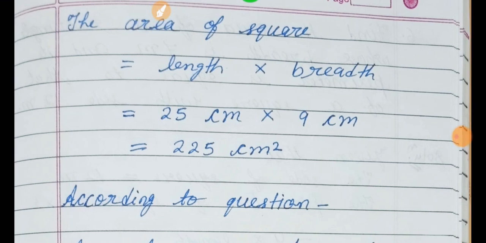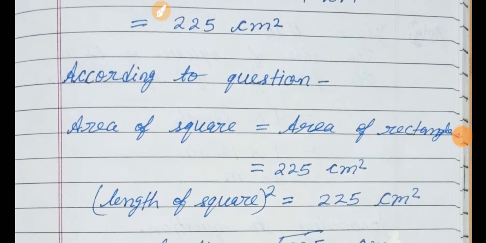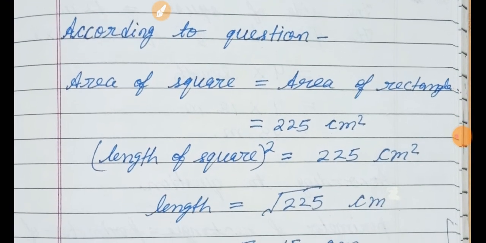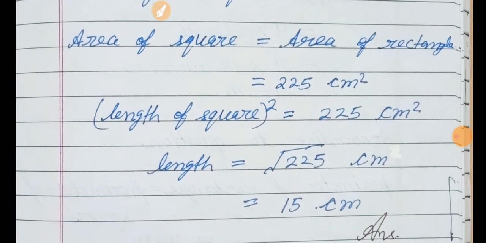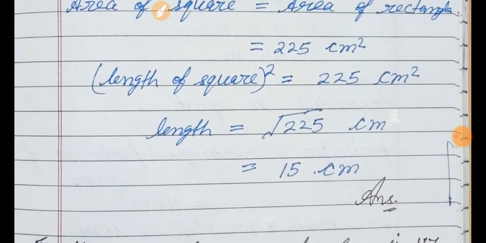Now according to the question, the area of the square and rectangle are same, which is equal to 225 centimeter square. So the length of the square is equal to the area of the square, which is equal to 225 centimeter square. So from here, if you want, then you can find out the length is equal to 15 centimeter.